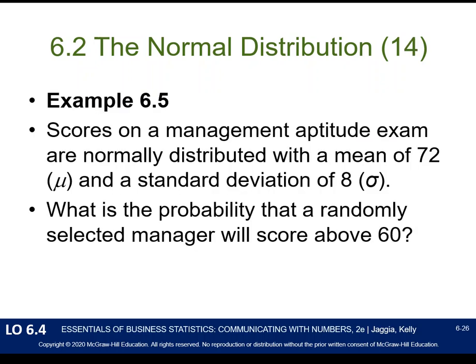Let's look at a couple of examples. Here we're told we have scores on a management aptitude test. They are normally distributed, with a mean of 72 and a standard deviation of 8. Since the mean is not 0 and the standard deviation is not 1, this is not a standard normal distribution. However, by standardizing this, by calculating the z-scores, we can still apply these same statistical principles. The first question we're asked is, what is the probability that a randomly selected manager will score above 60?